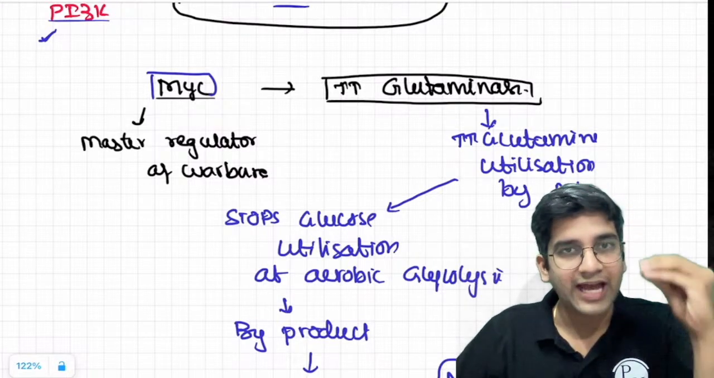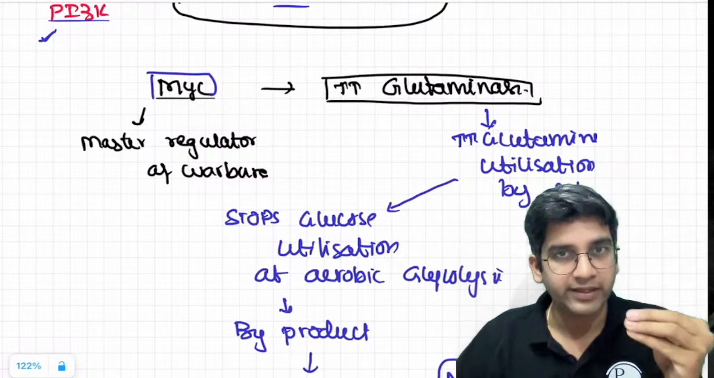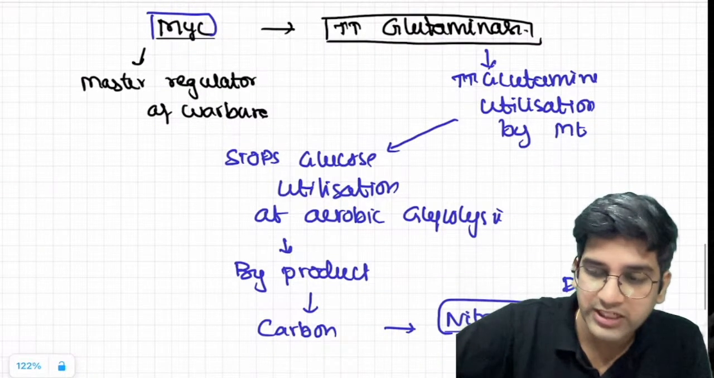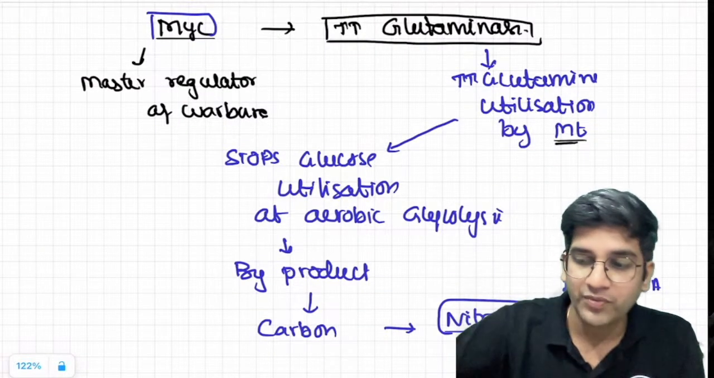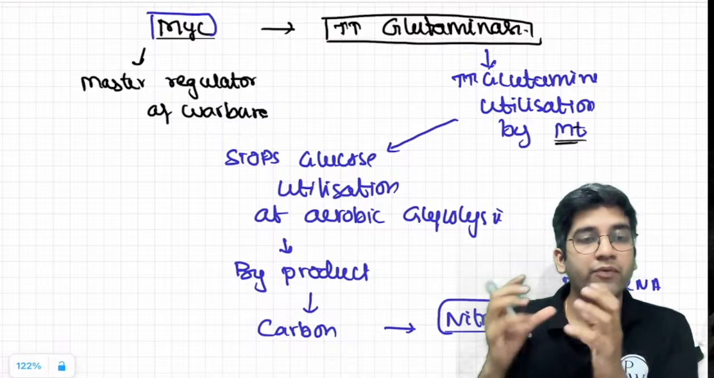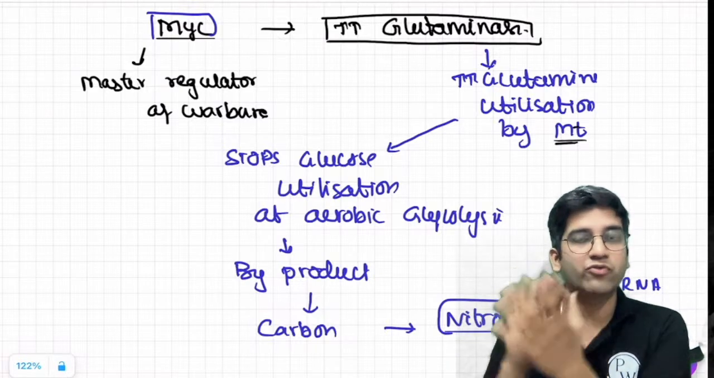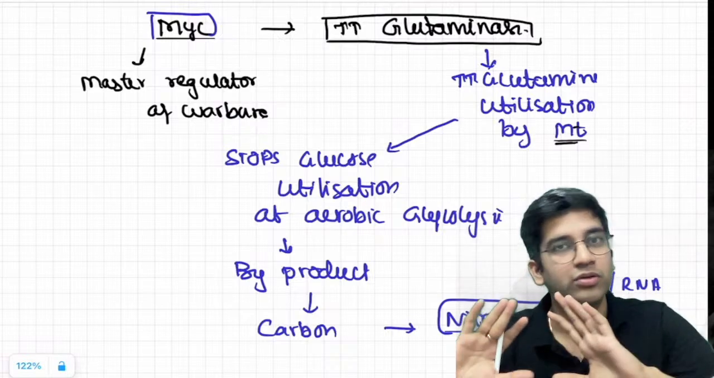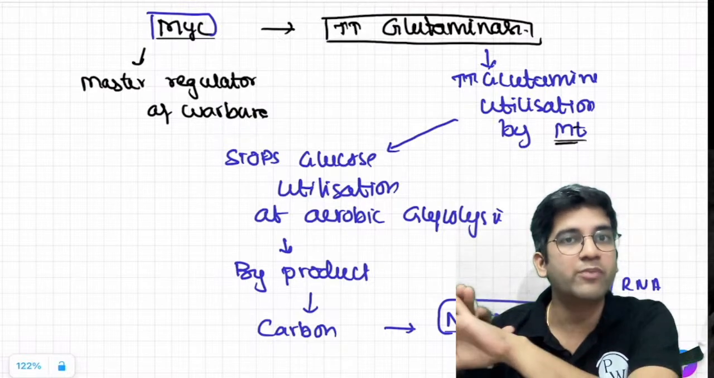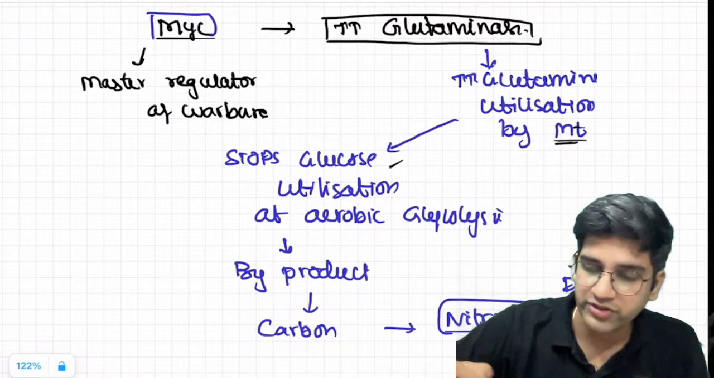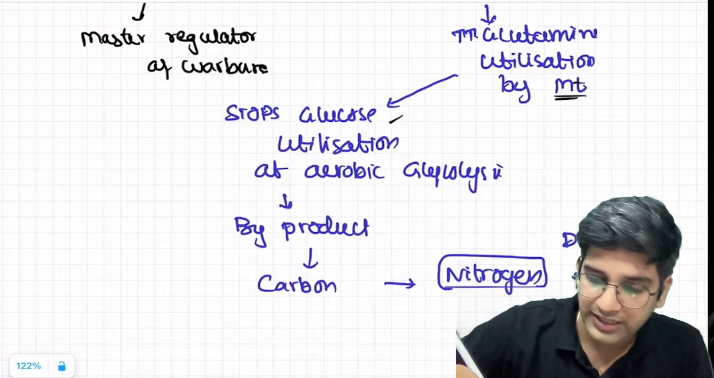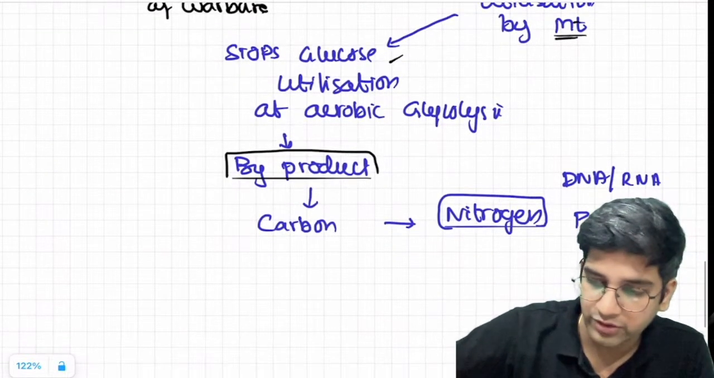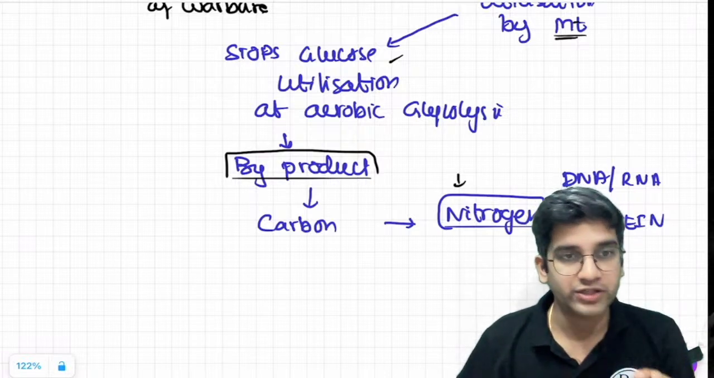When MYC activates more and more glutaminase, obviously glutamine will be there, and this glutamine will be utilized by the mitochondria. Whenever mitochondria have an excess amount of glutamine, they say, okay, let me not undergo the citric acid cycle, let me stop that. It will stop glucose utilization at aerobic glycolysis, and it will have a byproduct that will be converted to nitrogen. This is a very important step.